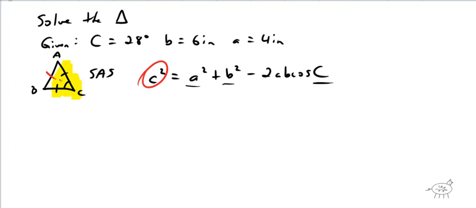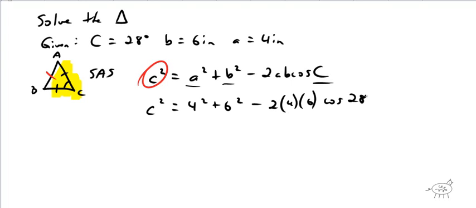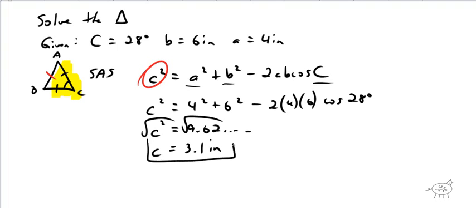Okay, so we're going to use the law of cosines, and let's plug it in. So it's going to be 4 squared plus 6 squared minus 2 times 4 times 6 times cosine of 28 degrees. So we get C squared is equal to 9.62, and keep going, and then take the square root of both sides, and we get C is equal to 3.1 inches. Now, math fans, this is one answer.